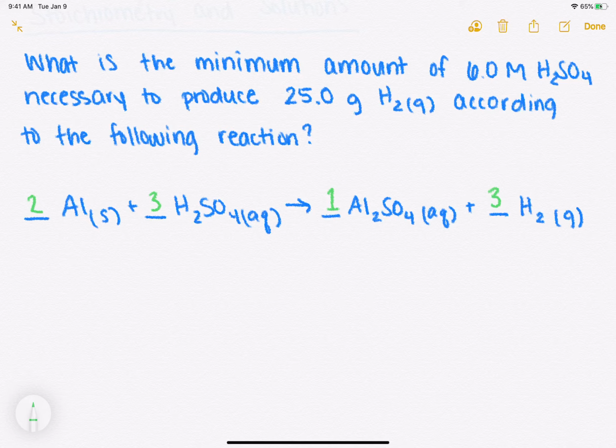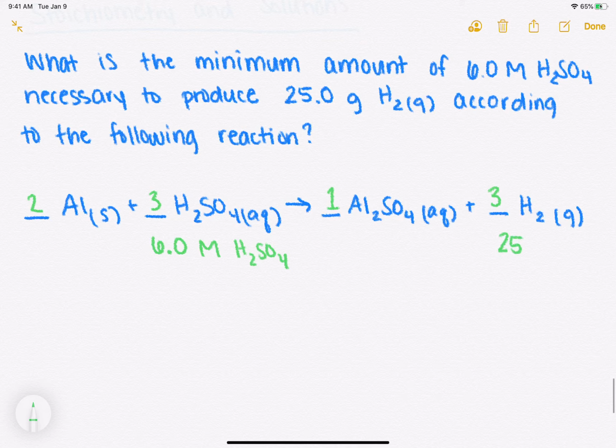So we know that we have 6.0 molar H2SO4. So I'm going to label that here. And we know that we're trying to get to 25.0 grams of H2. We're trying to find the volume of H2SO4.